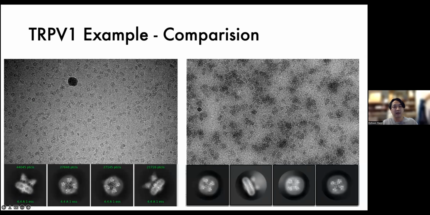Yeah, this is the side-by-side comparison. You can see the 2D classification result. There are clear differences between this side view and this side view. I will show you the detailed explanation later.